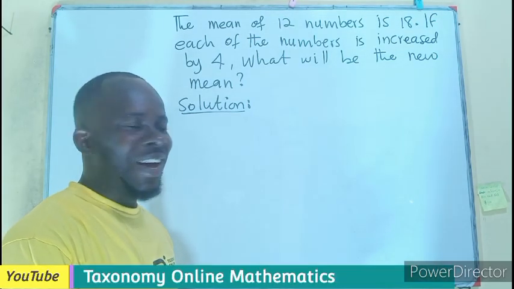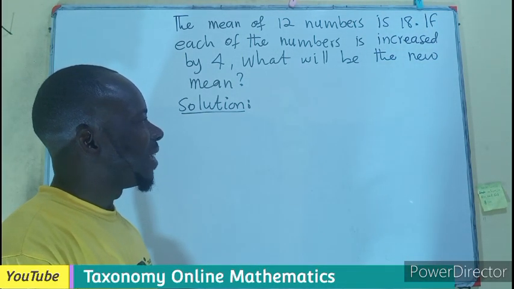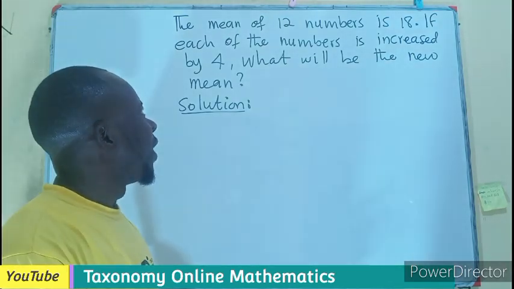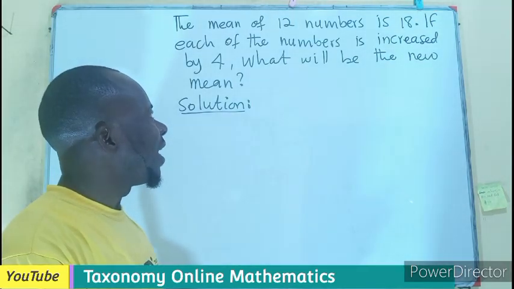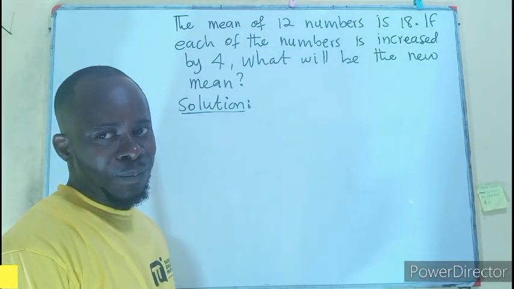Let's try our hand on this question. The mean of 12 numbers is 18. If each of the numbers is increased by 4, what will be the new mean?